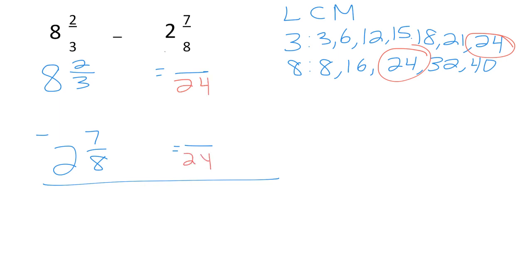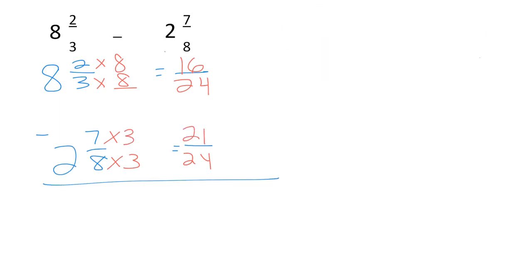We're going to use multiplication to turn our 2/3 into an equivalent fraction with a denominator of 24. What times 3 equals 24? That is 8. So you can do the same thing to your numerator. 2 times 8 is 16. And over here, 8 times 3 is 24. So do the same thing to your numerator. 7 times 3 is 21.